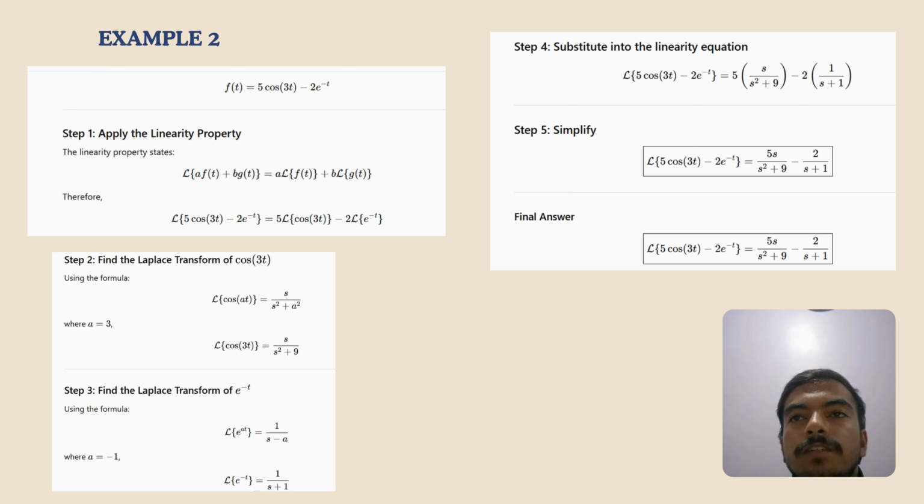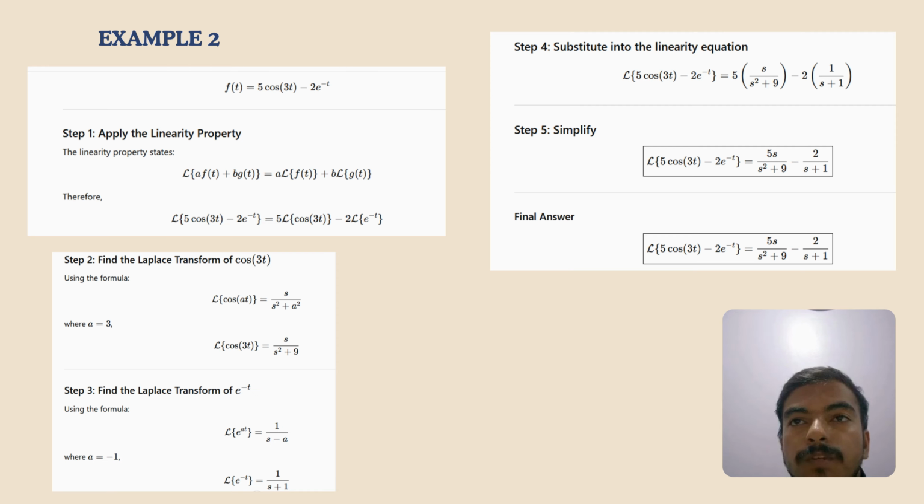As we can see, for step 4, we just substitute into the linear equation. Laplace of 5 cos 3t minus 2 e to the power of negative t equals 5 times s over s squared plus 9, which we include from step 2, minus 2 times 1 over s plus 1, from step 3. For step 5, simplify all of the equation.